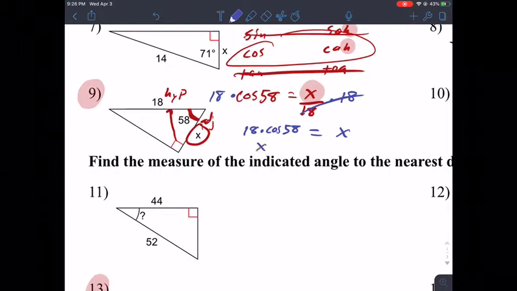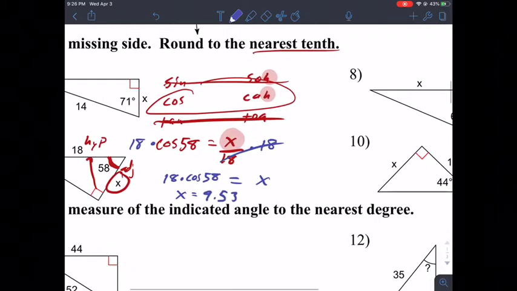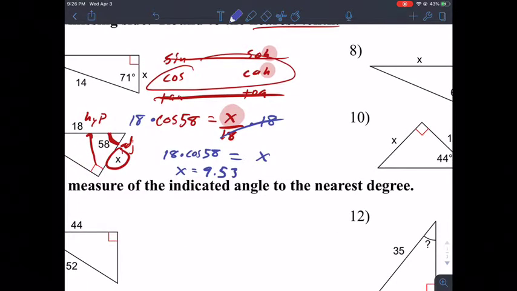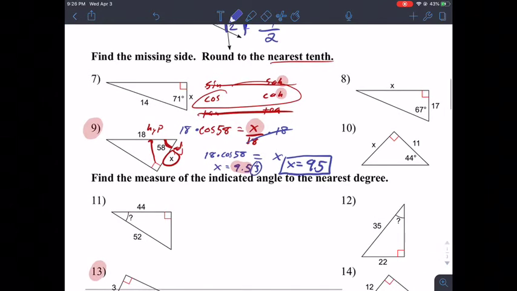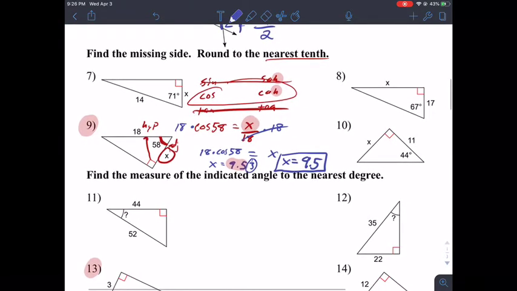Type that in your calculator, and you're going to get 9.53. It says round to the nearest tenth, so you need to stop at 9.5. We look at the 3 and see that it's 4 or below, so it stays the same number. My answer is x equals 9.5. And there we go, that's all you need to do for these. You're either going to use sine, cosine, or tangent for these. Alright, good stuff.